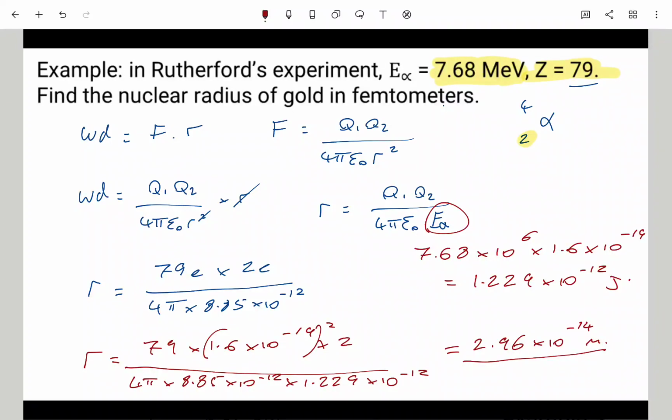And if you want to turn that into femtometers, you can divide that value by 1 times 10 to the minus 15. So that's the answer, obviously. I'm just going to do the conversion now as well. So if you divide that by 1 times 10 to the minus 15, that will give you 29.6 femtometers.